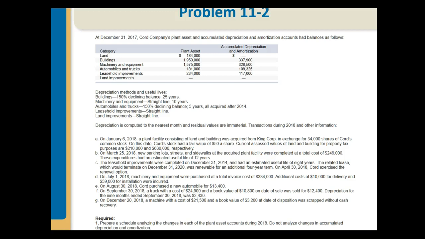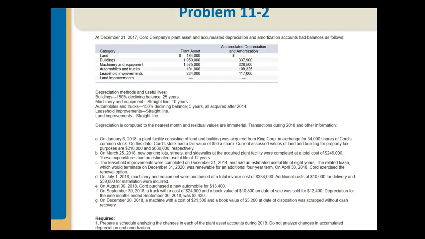So as you see, the land, $184,000, buildings, $1,950,000, with its corresponding accumulated depreciation of $337,900. Machinery and equipment, $1,575,000, with the accumulated of $326,500. Automobiles and trucks, $181,000, accumulated $109,325. And leasehold improvements of $234,000, with accumulated depreciation of $117,000.